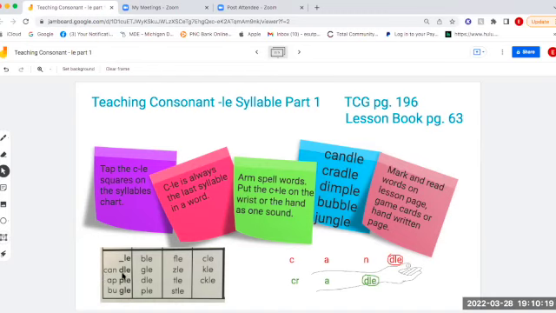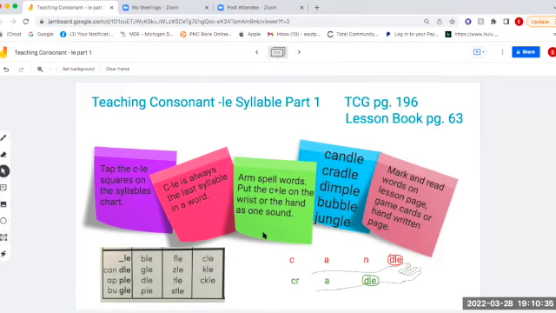Candle. So the DLE is the second part of that word, the second syllable. Apple. We hear the pull is the second syllable. Bugle. Second syllable there. Then you're going to want to arm spell some words.